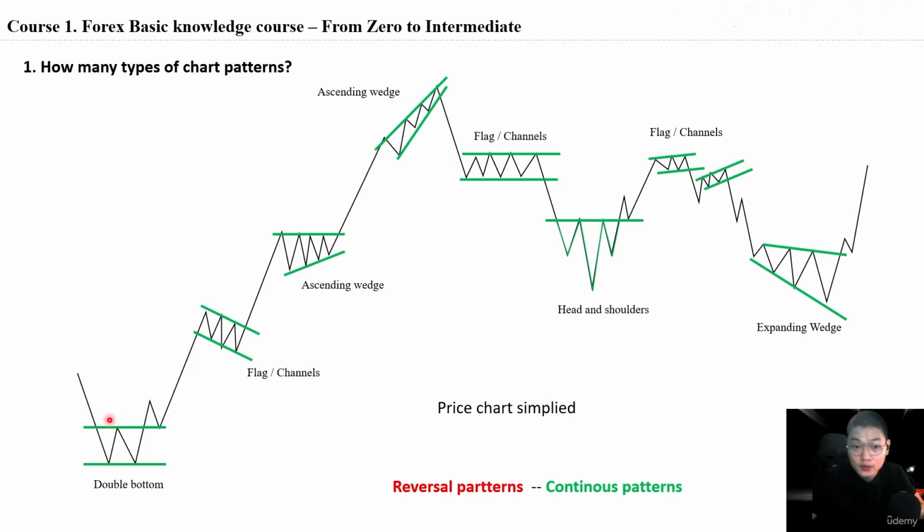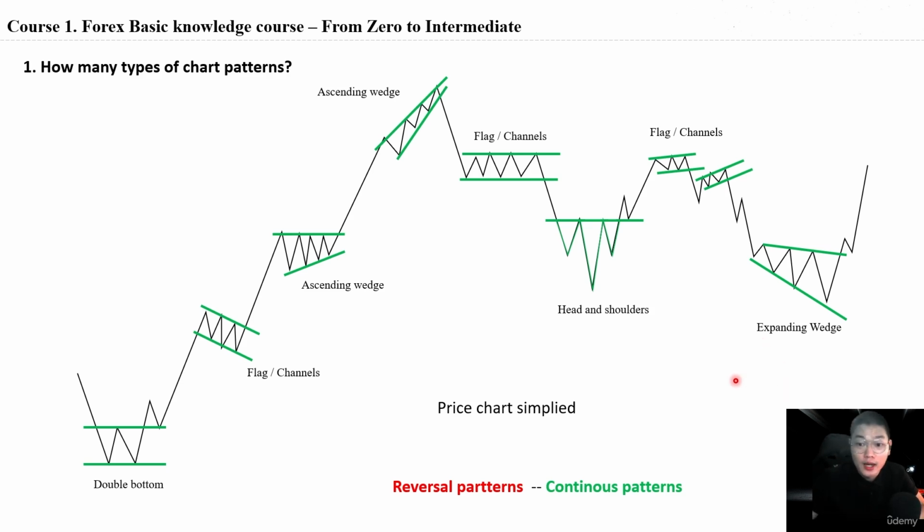From the left side to the right side, the first is a double bottom, then flag or channels. The next one is ascending wedges. Ascending wedges also have a lot of different types. Then flag and channels, head and shoulders pattern, and here also flags or channels. The last one is a descending wedge, and there are many more patterns outside. But in this lesson, I just introduce some of the most successful patterns that most traders need to know about. I also use these a lot when I trade professionally for funds.